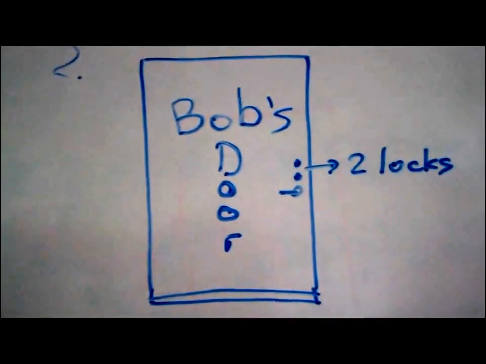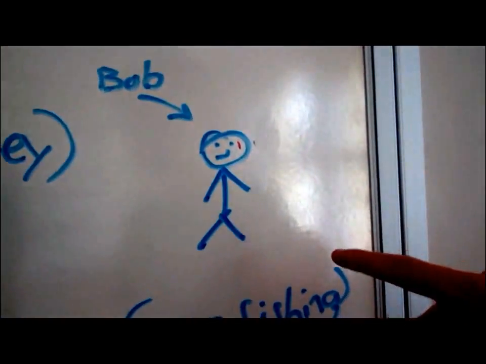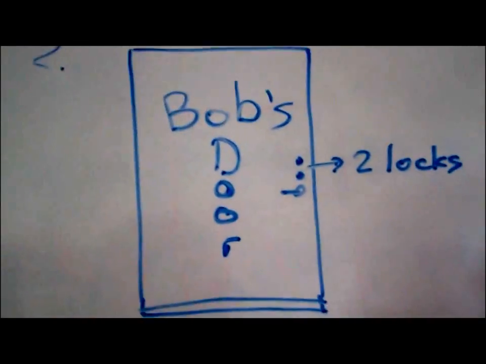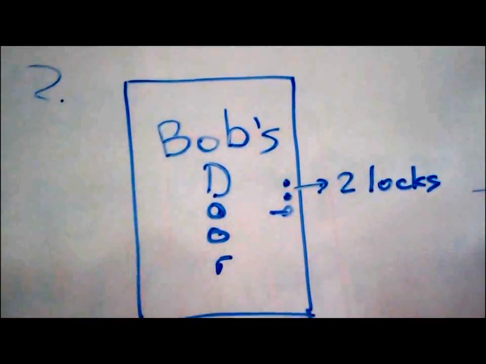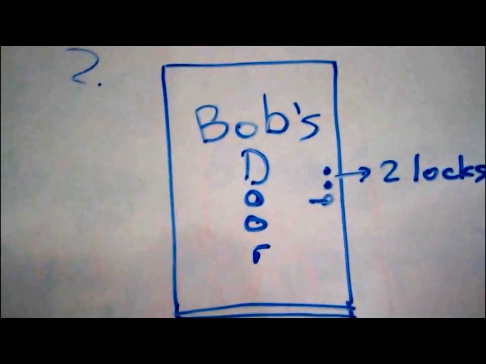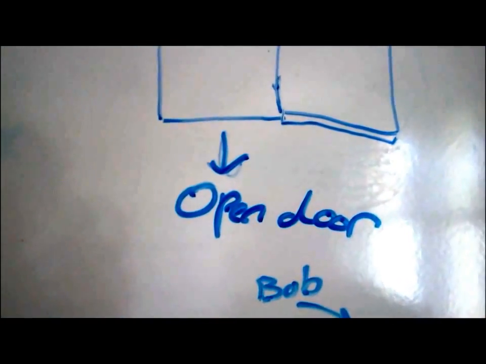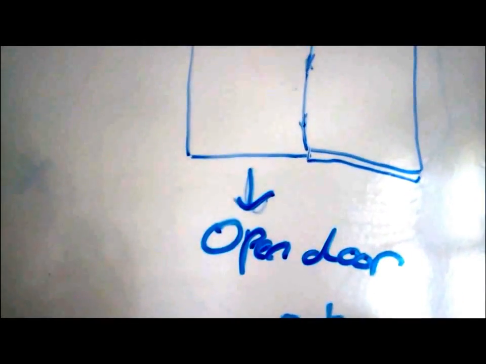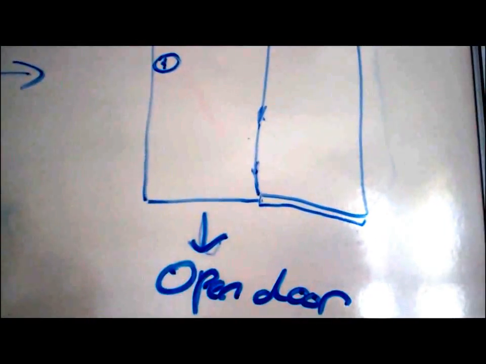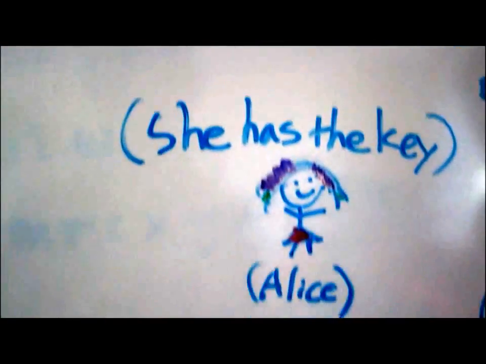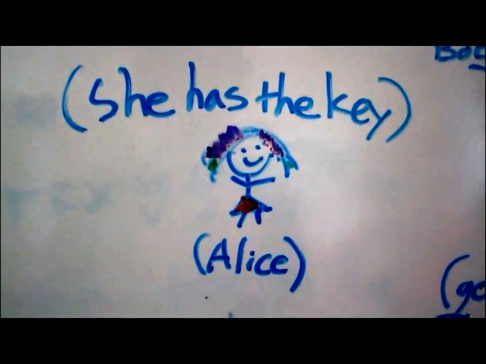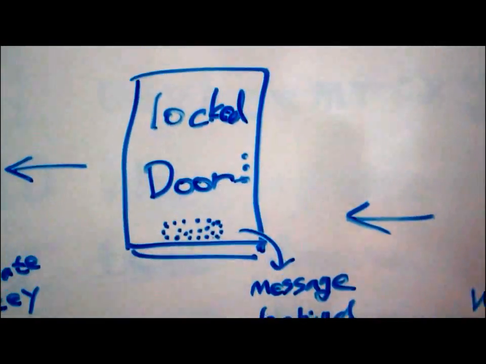So, for example, there are two people, Alice and Bob. Bob has a door with two keyholes. Bob leaves the door open and puts a key in front of it. It is a key that can only lock the door. Alice, who wants to send a message to Bob, puts a message in the house and locks the door with the locking key. This is the use of a public key.